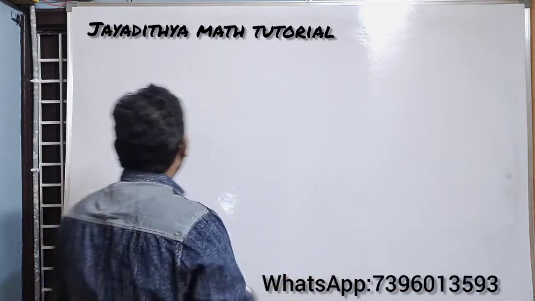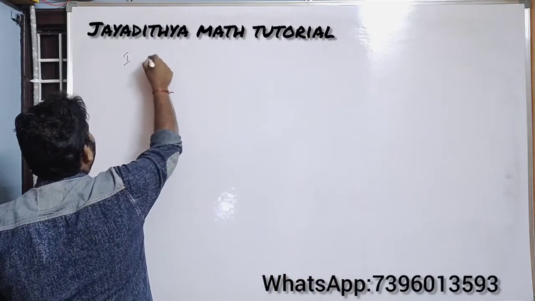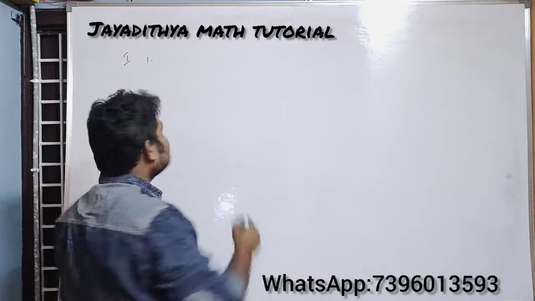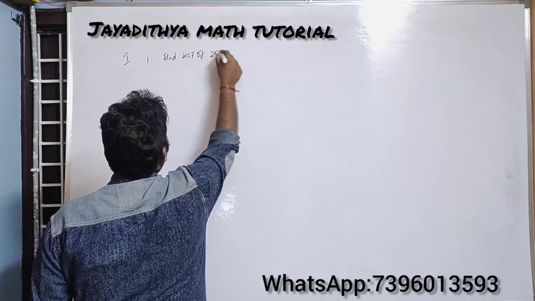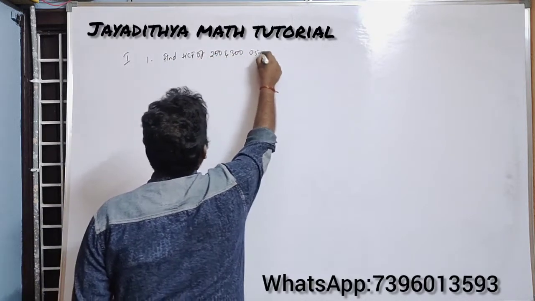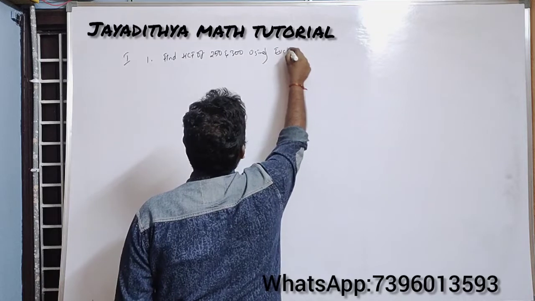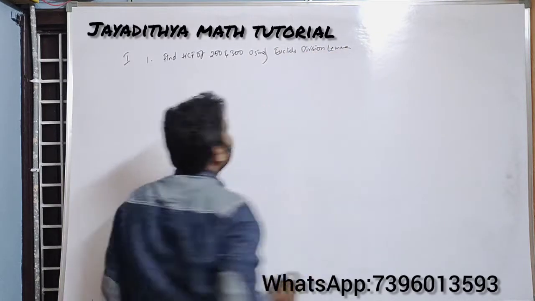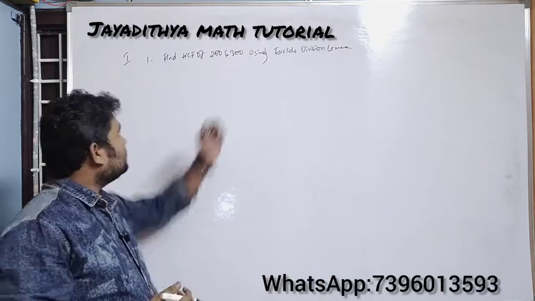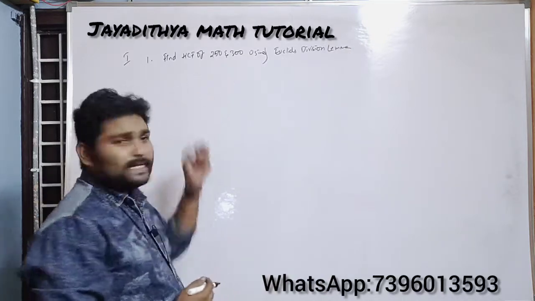The first question is in the first section, and the first question is: find HCF of 250 and 300 using Euclid's division lemma. This is a very simple question. Already we have done it in our classes also. So see here how to solve this one.